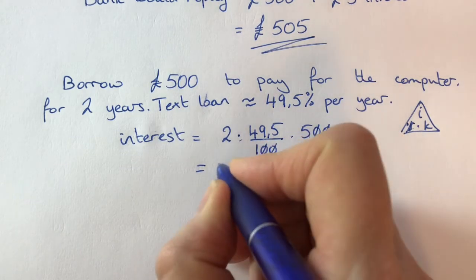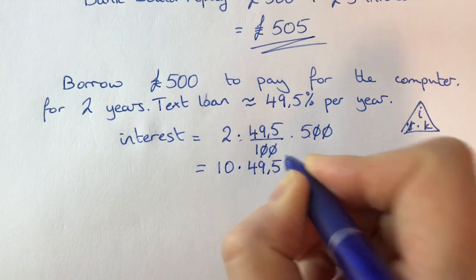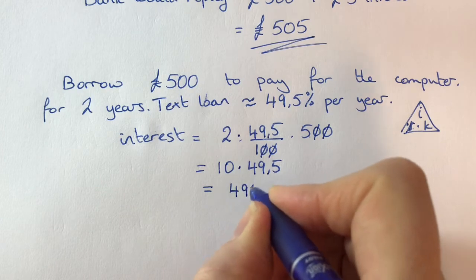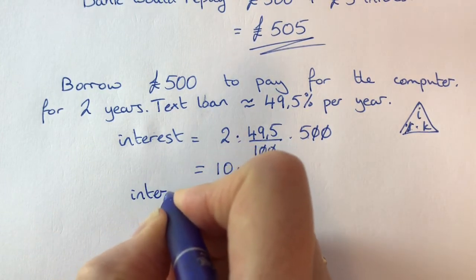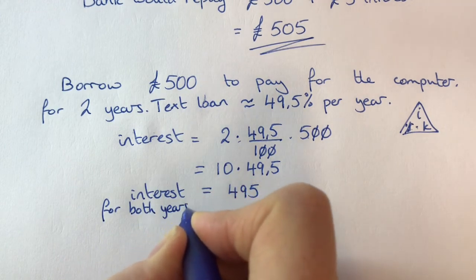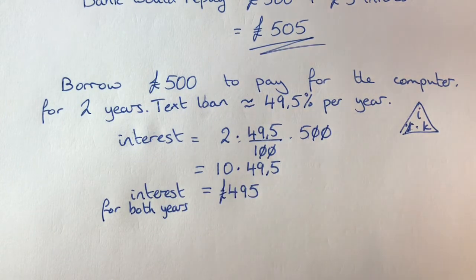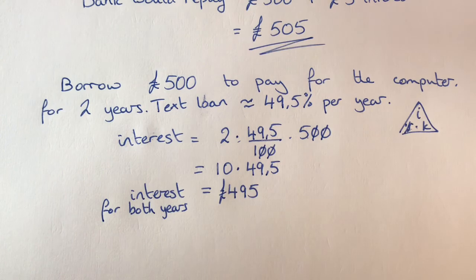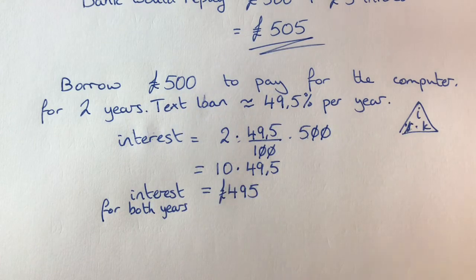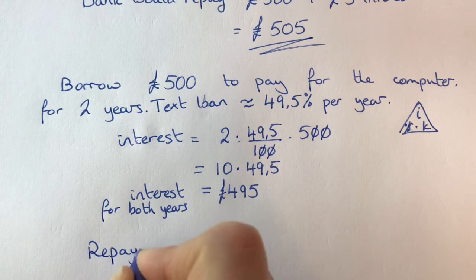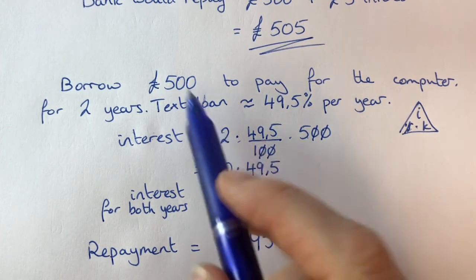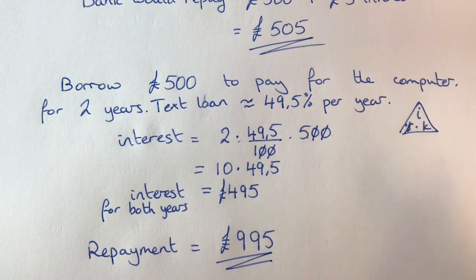2 times 5 is 10, so we've got 10 times 49.5, which is 495. So the interest for both years equals £495. So when she's ready to pay off her loan, after the 2 years is up, she would have to pay first the £500 that she borrowed plus the £495 for interest. So repayment would be in total £995, 500 plus 495. So she'd have to pay £995.